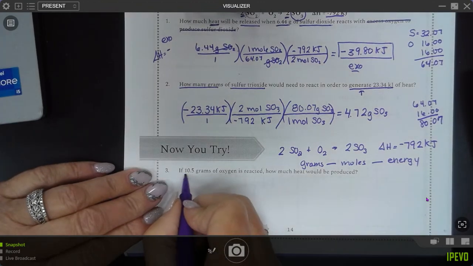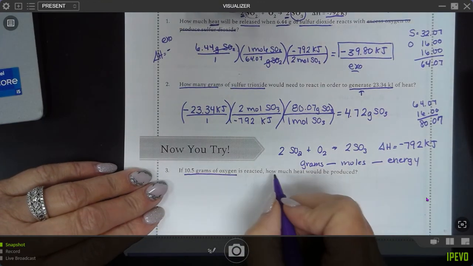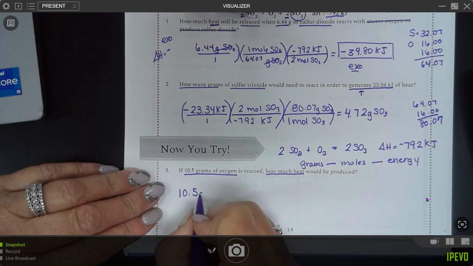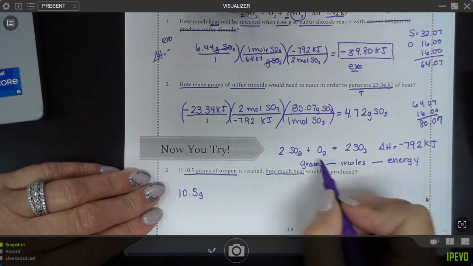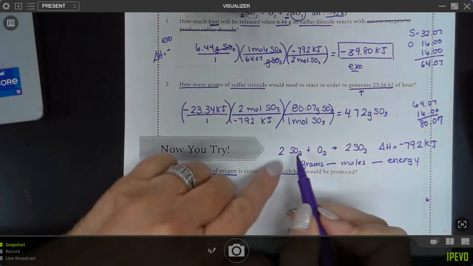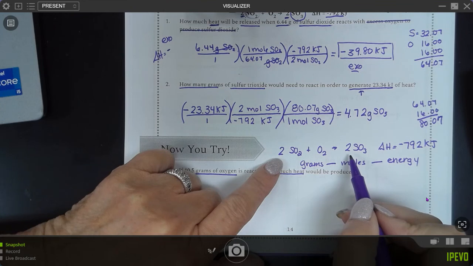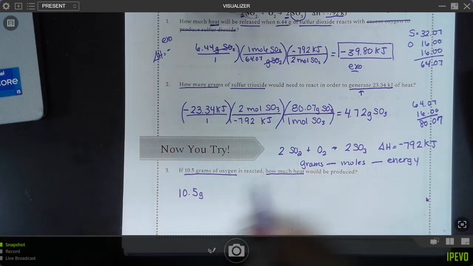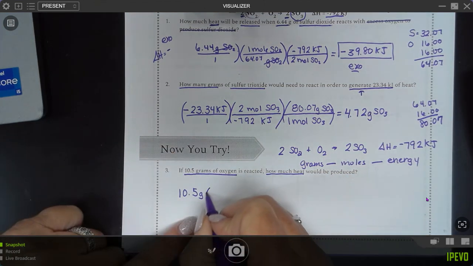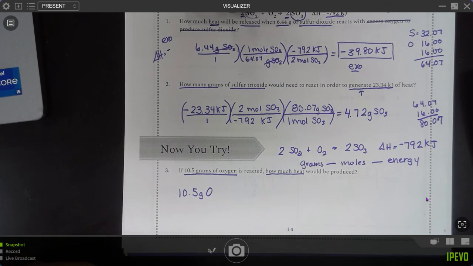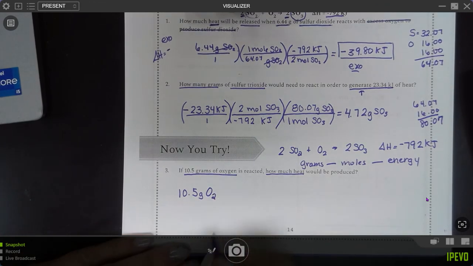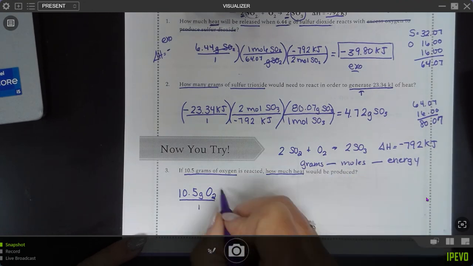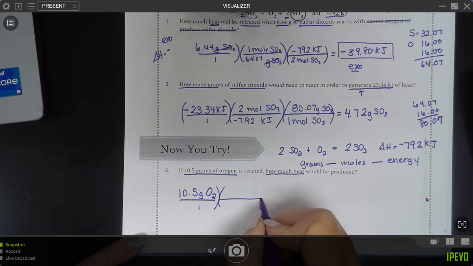So we're starting with 10.5 grams of oxygen. We want to know how much heat would be produced. Now, when this says oxygen or any element or compound, make sure you're looking at your balanced chemical equation and picking out the right formula. One of the biggest mistakes I see is when someone reads oxygen and they just calculate 1 oxygen. Since oxygen is one of our diatomic elements, we need to have O2, and that's the way it is in the balanced chemical equation. So just keep that in mind.